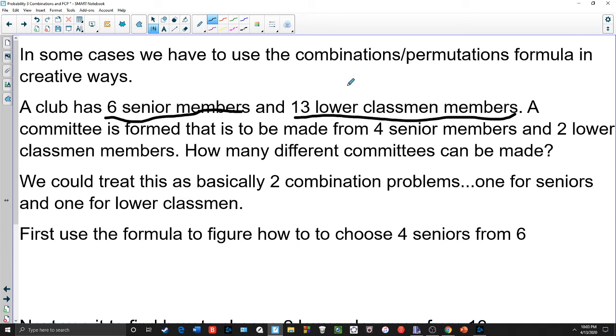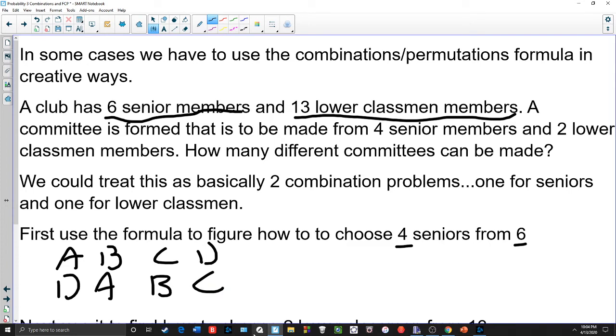Well, in this case, we're going to treat this as 2 different combination problems, one for seniors and one for lower classmen. First, we figure out how many ways we can choose 4 seniors from 6. This is a combination question because, again, it's a committee. If I pick Abby, Becky, Cindy, and Doug as my 4 seniors, is that any different than picking Doug, Abby, Becky, and Cindy? Well, no, because either way, whether you're picked first or second, you're on the committee. I didn't say you're picking positions like treasurer or president. It's just, are you on the committee? So this is a combination situation because the order does not matter.